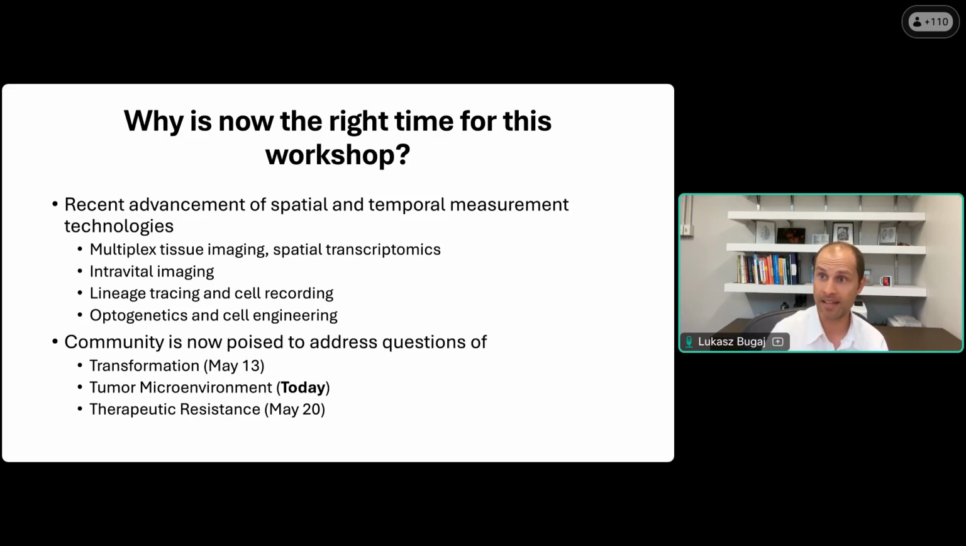A really fantastic day of talks and ideas that emerged. Today, we're focusing on the tumor microenvironment or tumor-immune interactions. And again, we invite everyone to come back and tell all your friends to come on Tuesday, May 20th, and the focus there will be on therapeutic resistance.